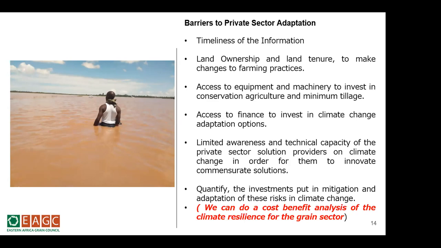Then there is the need to quantify the investments put in mitigation and adaptation by the private sector. For a long time, the cost-benefit analysis of climate resilience for the grain sector has not been quantified. What the private sector, the farmers, the traders or the processors are having to invest further from their own pockets so that they can adapt or have resilience around climate change has not been fully quantified. And this is some of the things that we are requesting as private sector so that we can mobilize more resources from the private sector themselves as well.